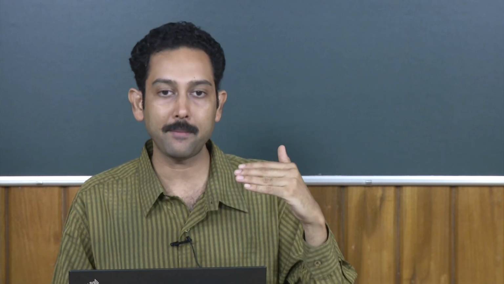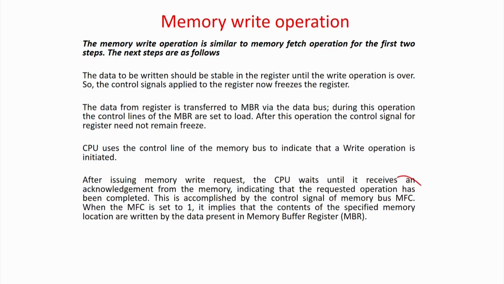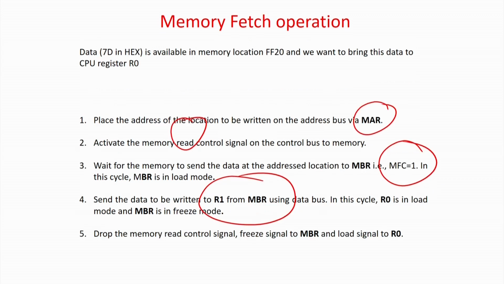So, there is again a synchronization involved. For the time for which the memory is reading from the memory buffer register, it has to be frozen, and you have to wait till it says that memory function complete is equal to 1. Then you can defreeze and go for the next value.